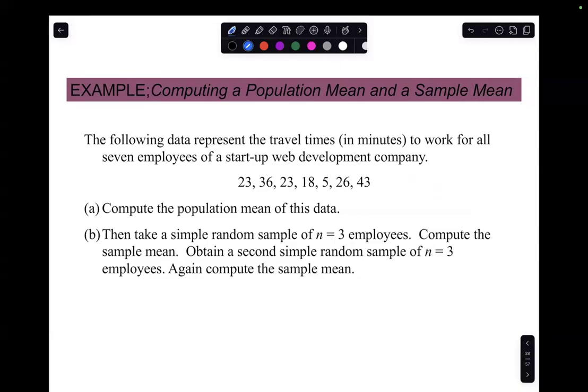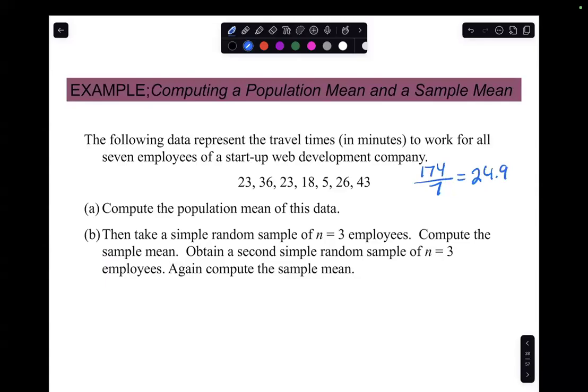I am the typo queen. 174, that makes much more sense, divided by 7. So my average here is 24.9, because I'm rounding to one decimal. These are whole numbers, so I round to the first decimal place. So that's the population mean.